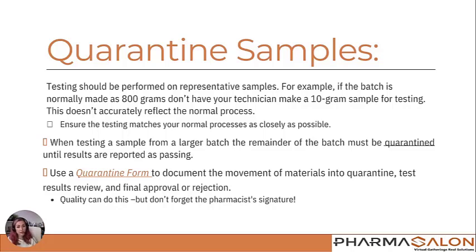Quarantine can be a locked cabinet. It could be a cage. It could be an entire room, just depending on your resources. Make sure that it is limited access, so only certain people are able to get into quarantine. You want to do that because you want to make sure that something that's quarantined doesn't accidentally get dispensed. You can use a quarantine form to document the movement of materials into quarantine, your test results review, and your final approval or rejection. If you've got a quality department, they can do this, but just make sure as a 503A compounding pharmacy that you don't forget the pharmacist's signature as well.